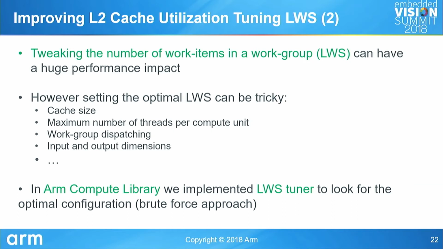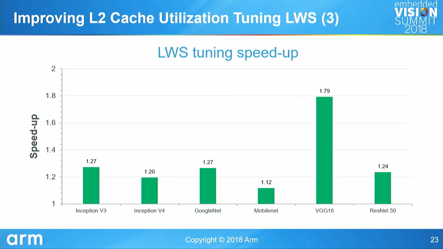And what kind of speed up did we see using this? Huge. The uplift is very huge. I mean, for VGG16, we achieved roughly twice better performance just changing this number. But the uplift is there for all the networks, between 1.12 up to 1.8 for VGG16.